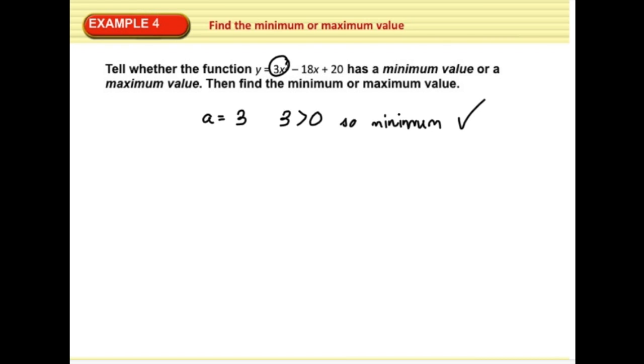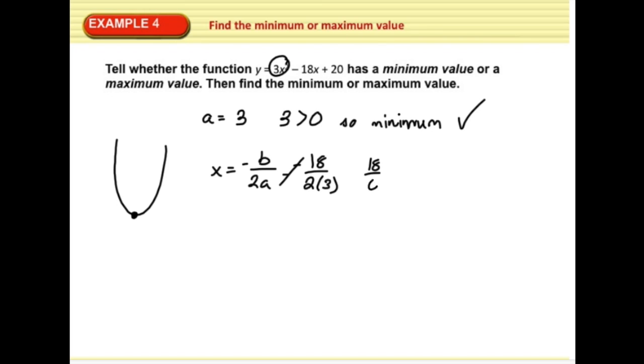We've discussed before that the vertex of your parabola, so the point where it's right at the bottom, is going to be the minimum. How do we find the vertex? Well, we can find the x-coordinate of the vertex with that negative b over 2a formula. So my b is negative 18, my a is 3, and remember there's a double negative, which I'm just canceling here. 2 times 3 is 6. 18 over 6 equals 3. So the x-coordinate is 3.